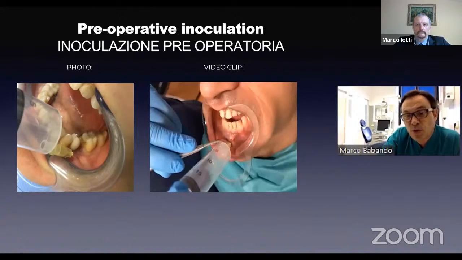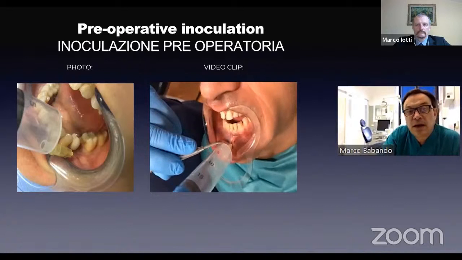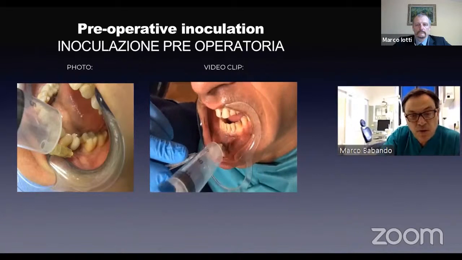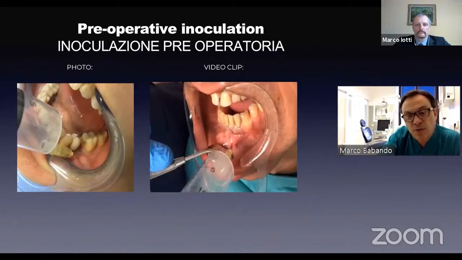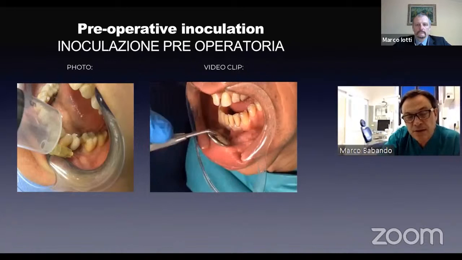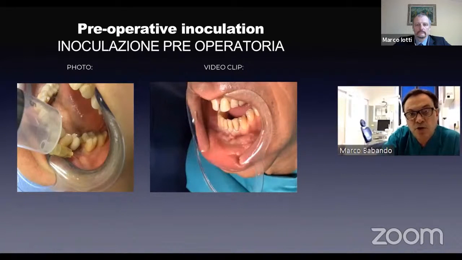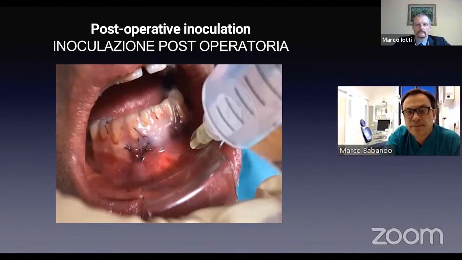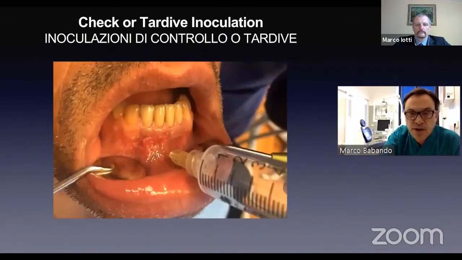Here you can see the inoculation before surgery, and we also see in the same case the decontamination of the surgical site using ozone. You see that we have high-speed aspiration to avoid the patient inhaling ozone. So in 2 minutes, we are sure that we completely decontaminated the surgical area. Here you see post-operation inoculation.